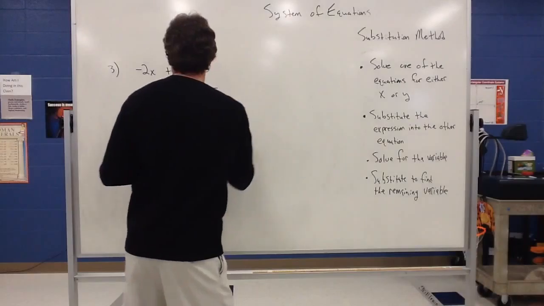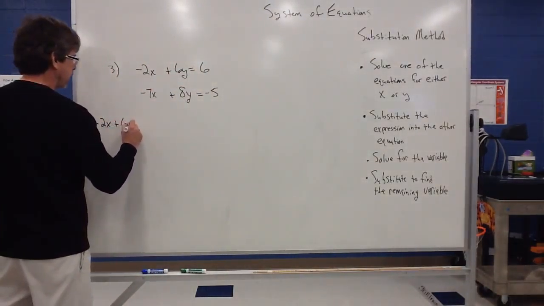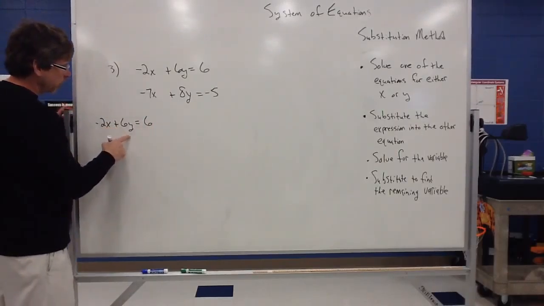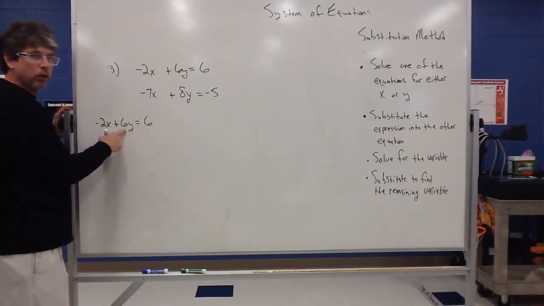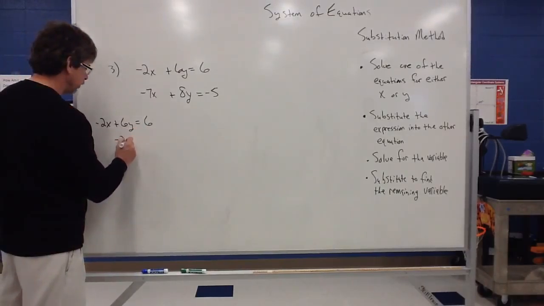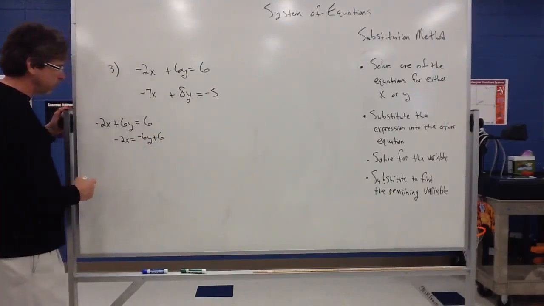So I'm going to write that down here. Negative 2x plus 6y is equal to 6. Again, to solve for x, this 6y is going to go to the other side. And remember, when it goes to the other side, all it's doing is changing sign. That's our shortcut. So negative 2x equals then a negative 6y plus 6. That can save me some writing.